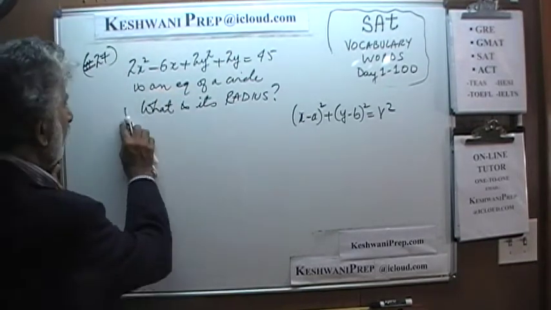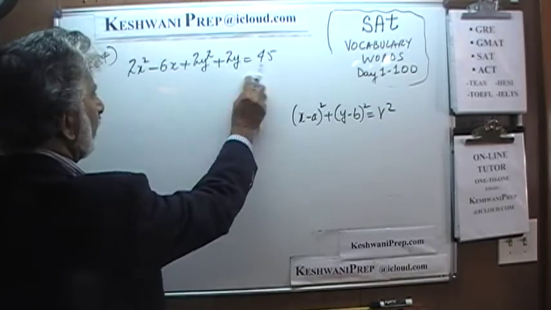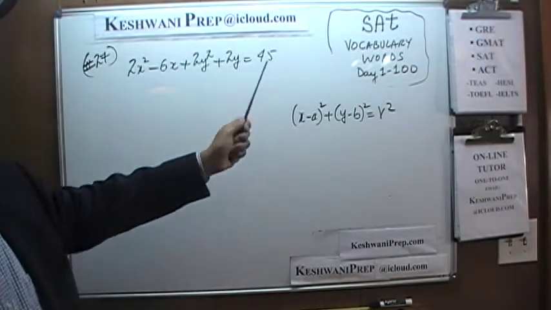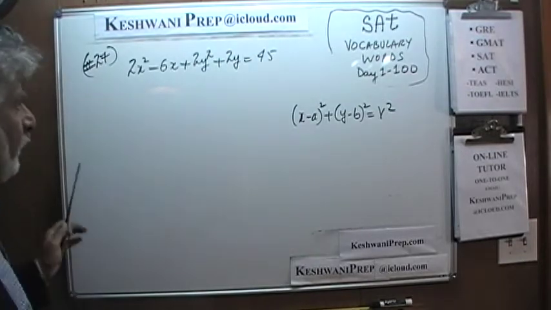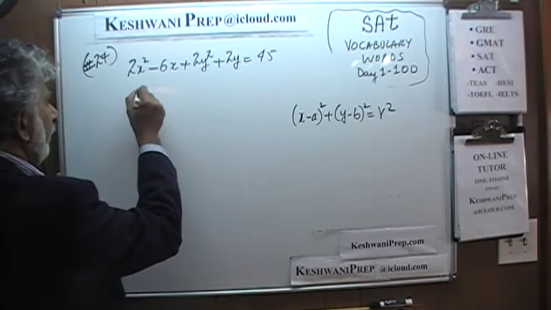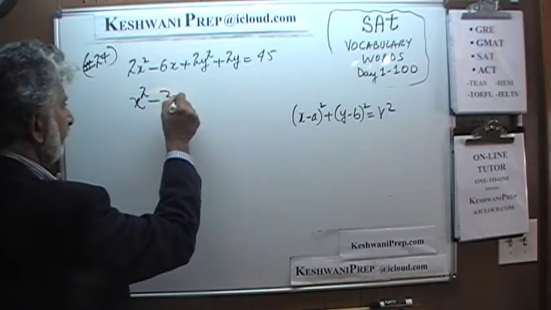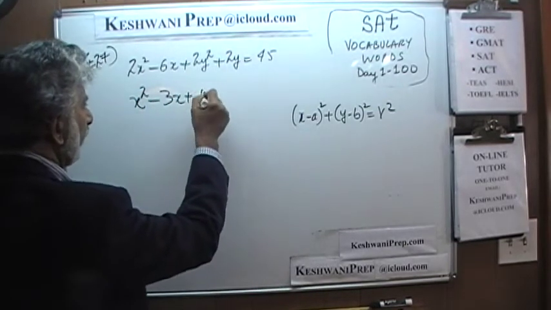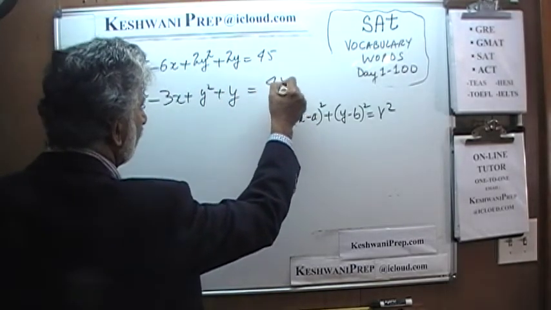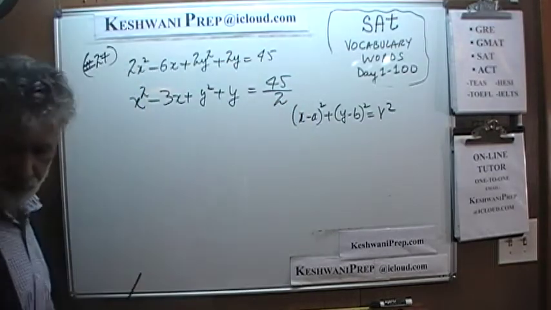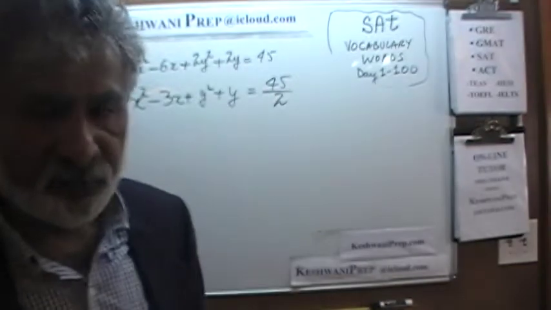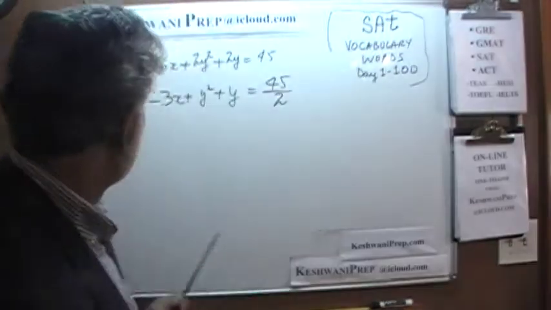I'm going to erase this, we no longer need it. Let's just pick up from here so I don't have to rewrite it. This is 2, this is 6, this is 2, this is 2. Why don't we divide this whole thing by 2 and bring the 2 to the other side? If we divide the entire equation by 2, what we end up with is x squared minus 3x plus y squared plus y is equal to 45 over 2, because we divided the whole thing by 2. Now we can start the process of completing the square. So let's do that, shall we?